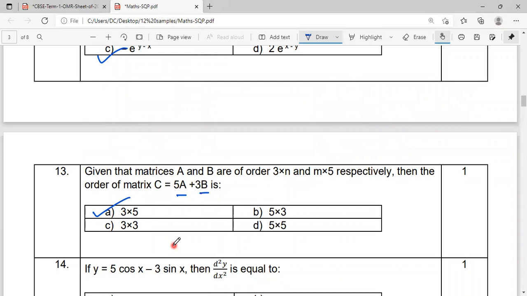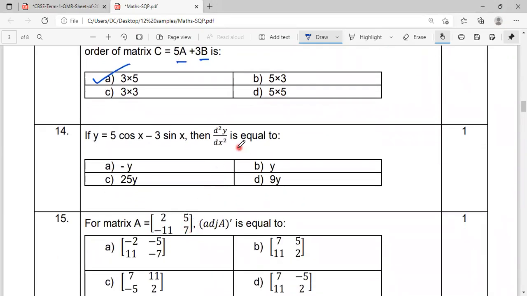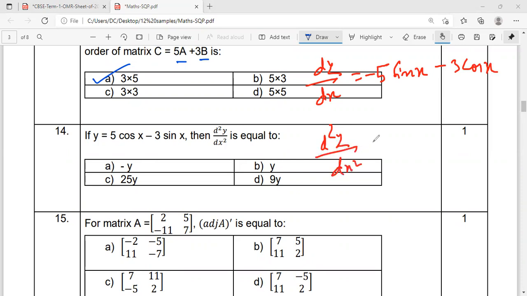So next, we have to find the second derivative of this. It's a very easy question. So dy by dx: the derivative of cos is minus sine, so minus 5 sine x, minus 3 times the derivative of sine x, which is cos x. Again you differentiate for d square y by dx square. So minus 5, the derivative of sine x is cos x again. And minus 3, the derivative of cos x is minus sine x.